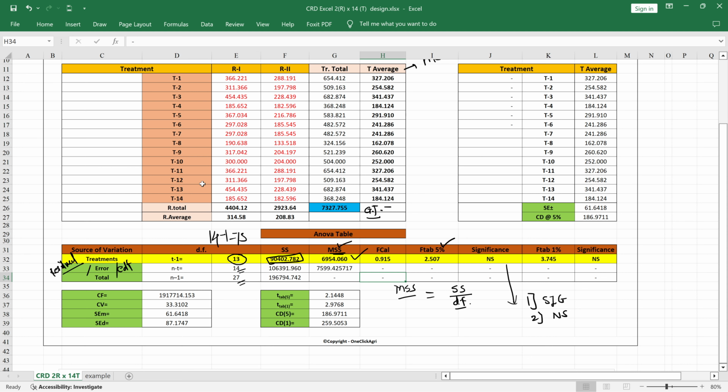What is meant by significant or non-significant? Non-significant means there is no difference among the treatments, and significant means there is a difference among the treatments. Okay, and a minimum of 2 treatments differ.